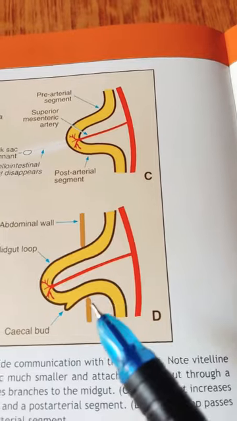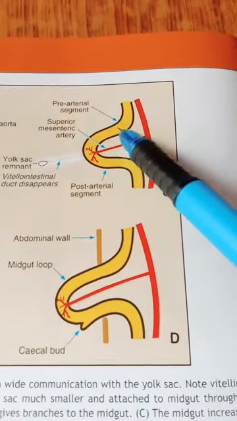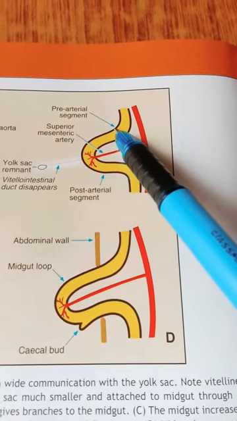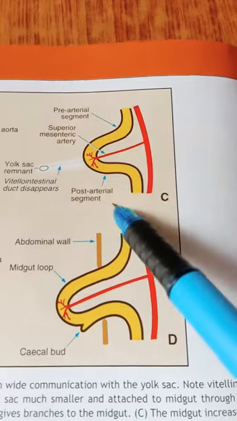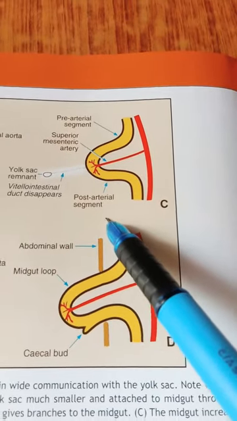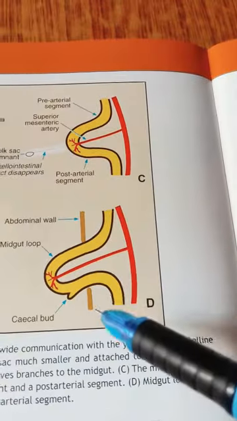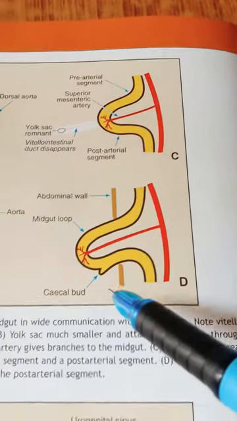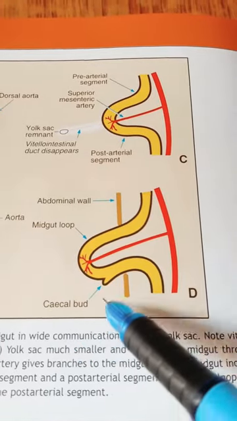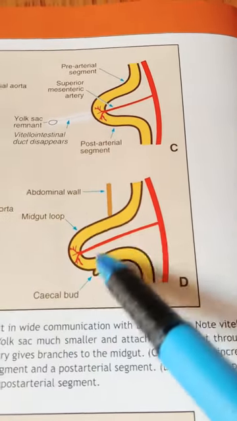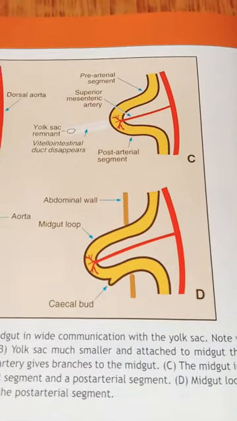This loop is divided into a proximal or pre-arterial segment. Here you can see this is a proximal part, which is called the pre-arterial segment, and we have a distal part, which is called the post-arterial segment. So this is proximal, and this distal one is the post-arterial segment. From this post-arterial segment you can also see a bud arising. This bud is known as the cecal bud. The cecal bud is present near the apex of the loop. Yeah, it is the apex of the loop.